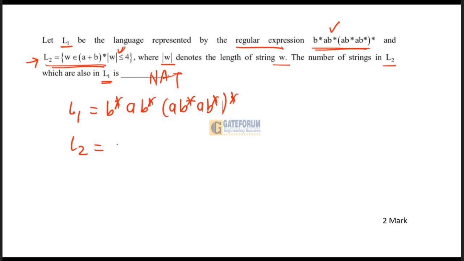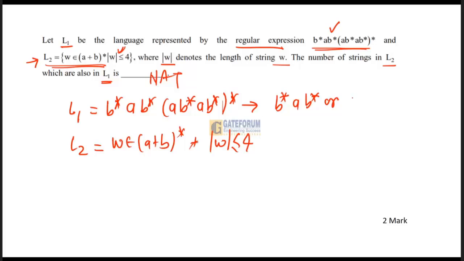L2 is like this, where W belongs to (A plus B) whole square. So I can write it like W belongs to A plus B. Any choice we can take out of A plus B, but the condition is that the length of the string will be less than or equal to 4. Right? Now L1, what strings will it generate? So L1 can generate B star A B star, or it can generate B star A B star A B star, and A B star. Based on the equation, it will generate this or this, right?